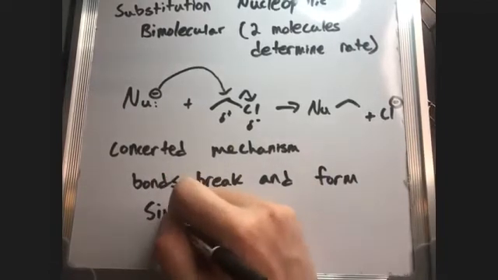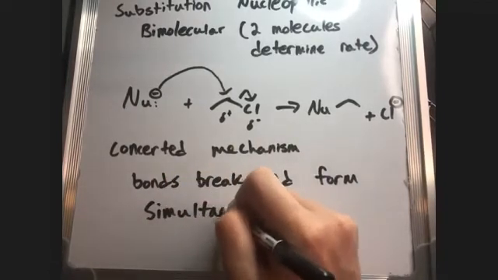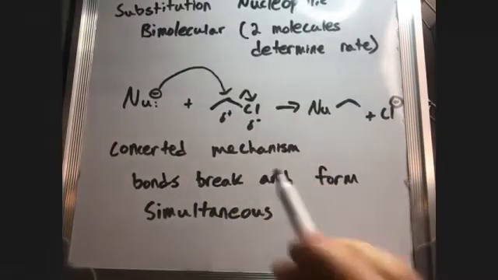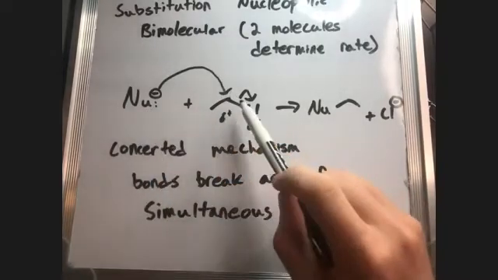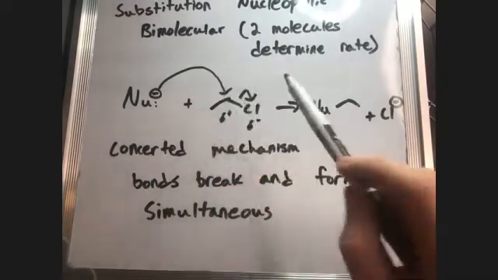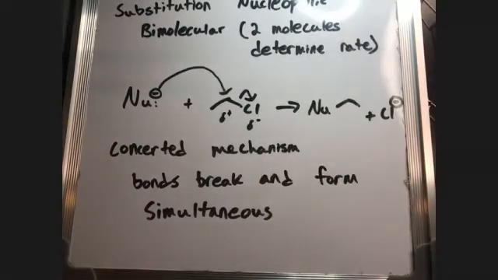Which makes sense, right, when we look at the mechanism. Because in essence, we're showing that we're forming this bond between this carbon and whatever our nucleophile is. At the same time, we're breaking the bond between the same carbon and the leaving group, which is a chlorine in my somewhat general, somewhat specific example. So the takeaway here is that the bonds break and form simultaneously, which in part explains why there are two molecules that are required to determine the rate of the reaction.